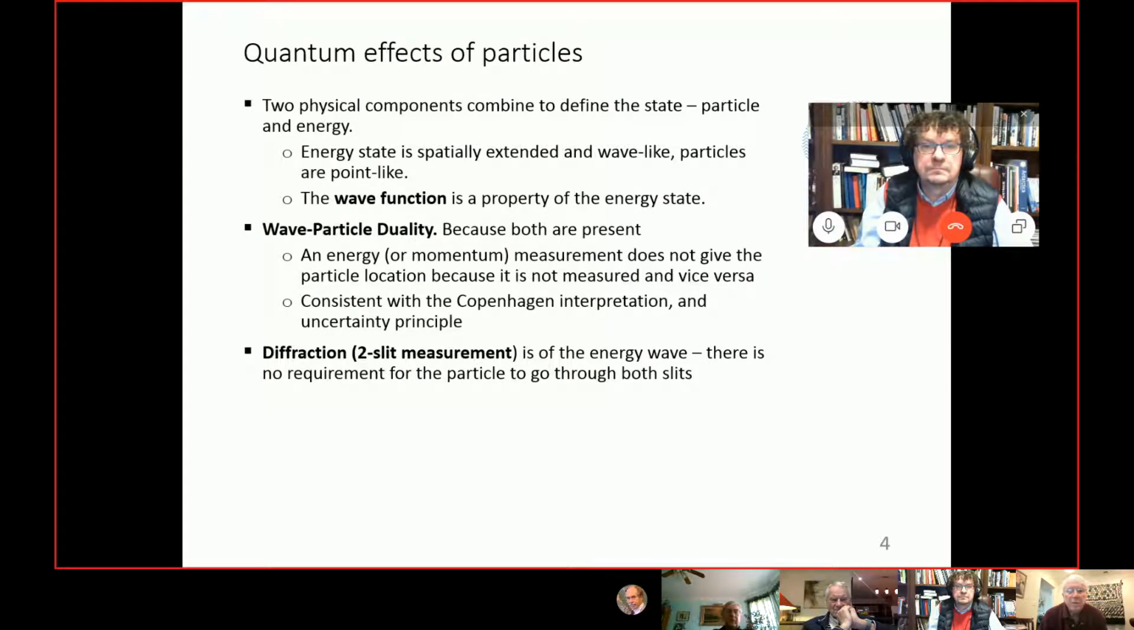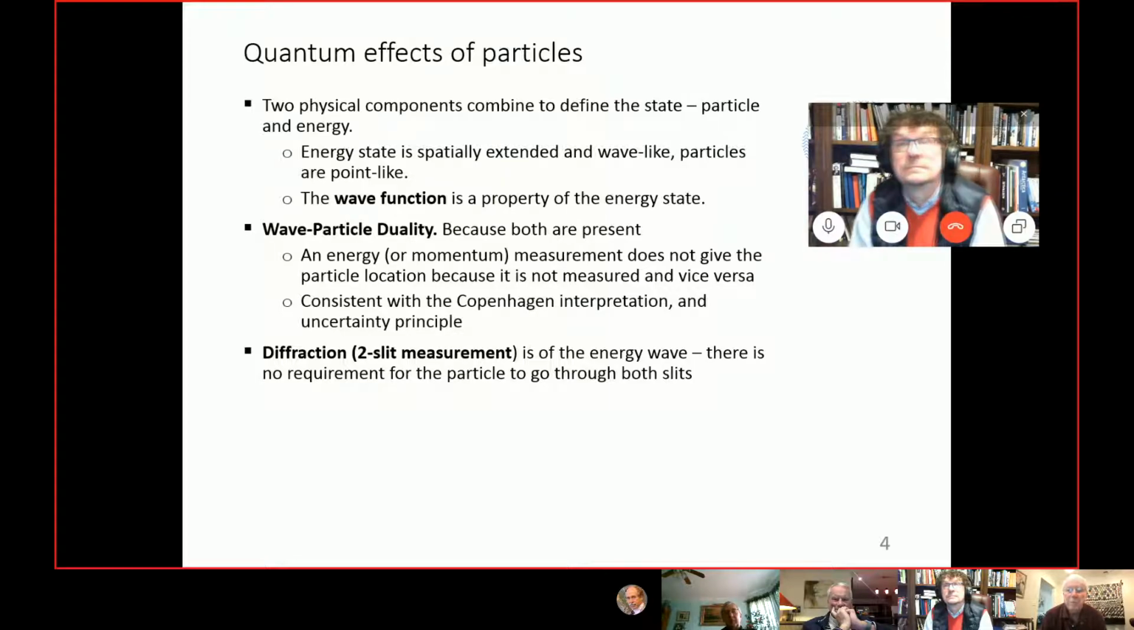And then if you look at measurements, we're now talking about measuring two different things. And any particular measurement will only measure one of them. So if you measure the electron's energy, or momentum, or velocity, or one of the things related to it, you're measuring the energy state. You're not measuring the particle directly, and vice versa. If you measure the particle directly, you're not measuring the energy state. And so it is this fact of having two physical objects present, only one of which you're measuring, that gives the probabilistic Copenhagen type of interpretation and the uncertainty principle, because there is no way of measuring both at once.